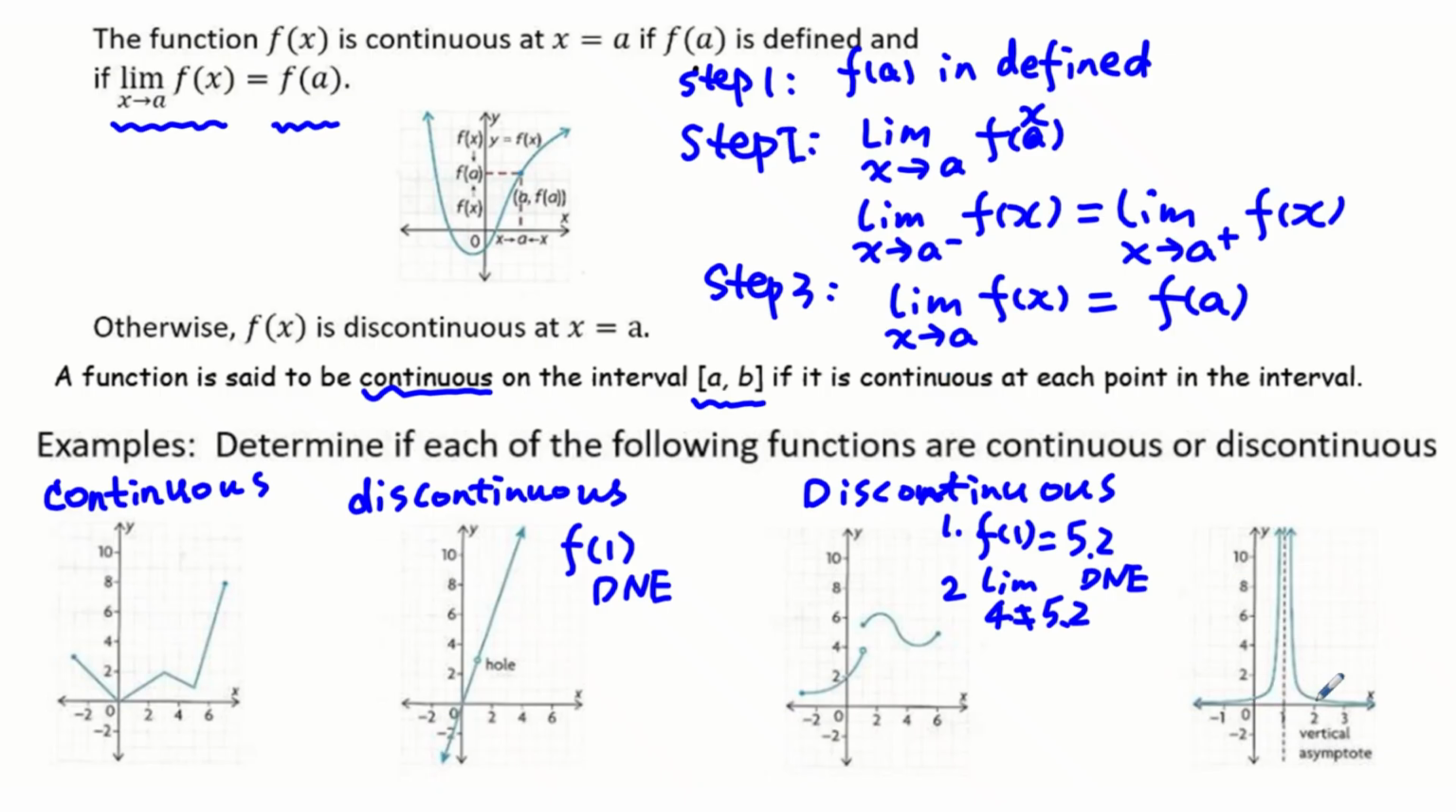And the last one, f at 1 doesn't exist. It's going to infinity, so it doesn't exist. The limit, we could say it exists and is equal to positive infinity. So step 1 doesn't pass, but step 2 passes. So it's still discontinuous. Use these 3 steps to make sure that it passes all 3 steps.